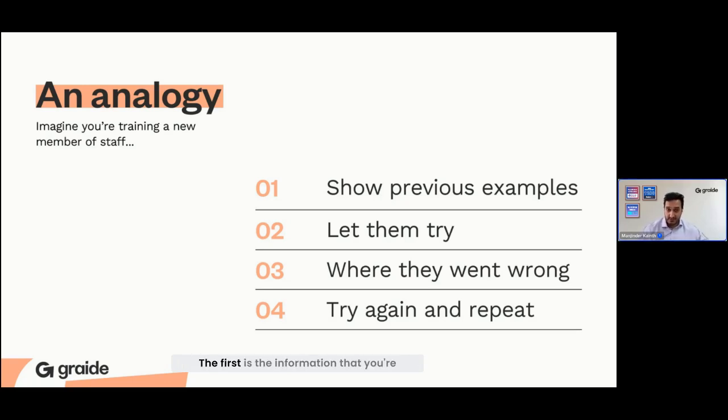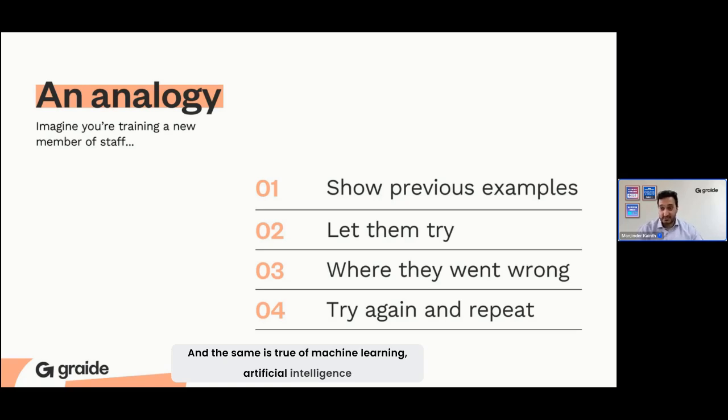The first is the information that you're putting into the system in the first place, because the data is very important. In a very similar analogy, if I took that member of staff that I was training and I was giving them every wrong example that we've ever done, we would realistically not expect them to be able to make the right outputs as well. And the same is true of machine learning, artificial intelligence, and the data that we put into those systems.